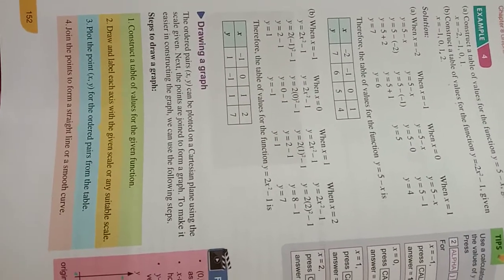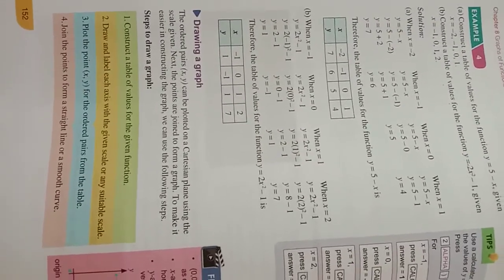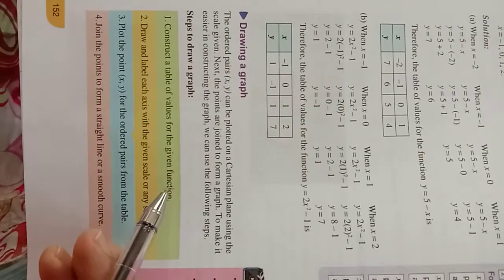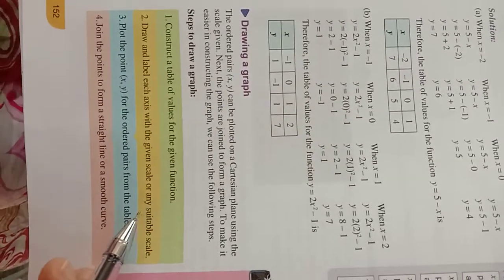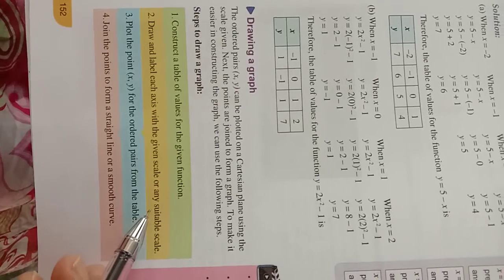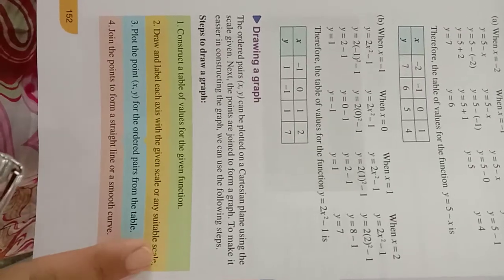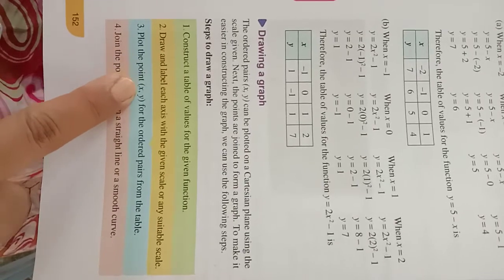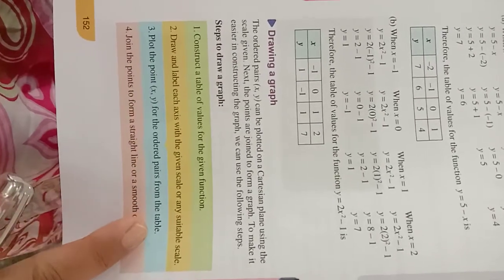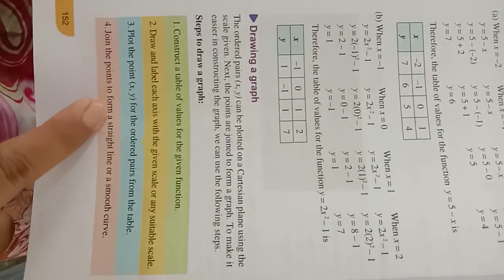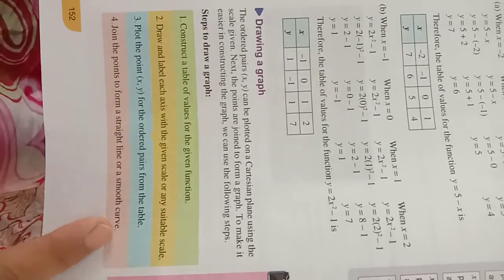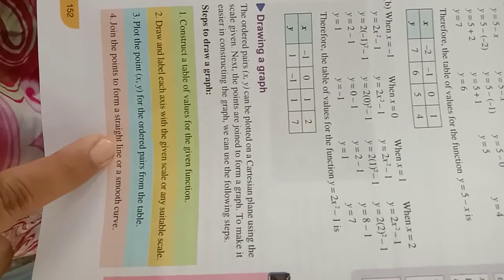Okay, so next, I want to teach you how to draw a graph. There are 4 steps to draw a graph. Number 1, you need to construct a table of the values of a given function. Second, draw and label each axis with the scale given or any suitable scale if the scale is not given. Maksudnya, kalau soalan tersebut tak bagi skala, kamu kena buat skala sendiri. Yang ketiga, plot the point (x, y) for the ordered pair from the table. And the last, you need to join the points with a straight line or a smooth curve. Syarat mesti straight line for a straight line graph or a smooth curve for a curve graph.